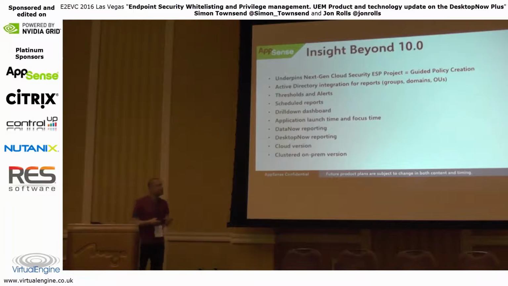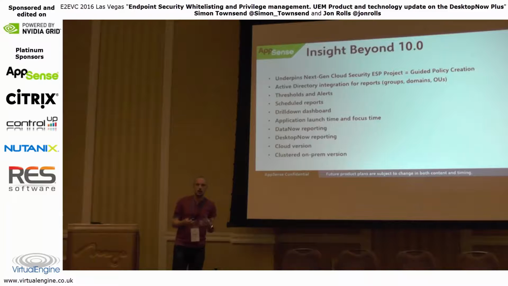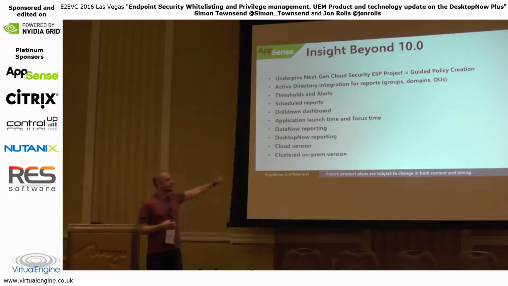So that's what we've delivered so far and what we're delivering next. I'm not going to read through all of those. Now the top one there, underpinning our next generation cloud security project. We are working on a brand new concept at the moment. We're not going to introduce it too much yet. It's called ESP, and it's around moving our security offerings to the cloud and bringing the data that Insight collects right into that whole configuration workflow.